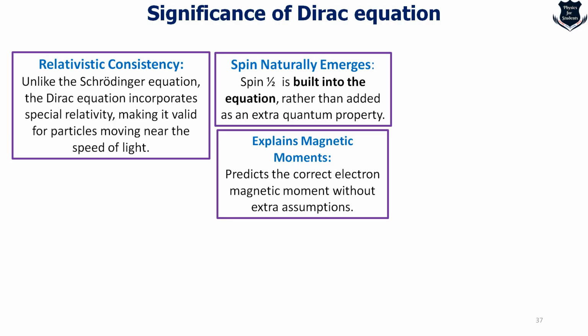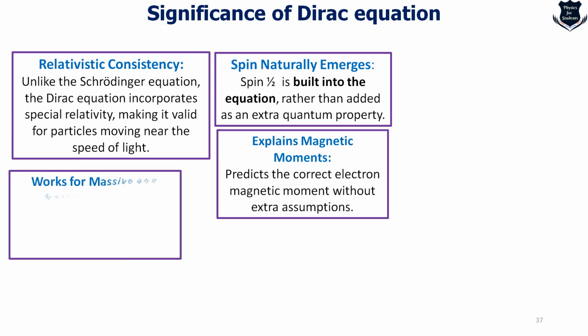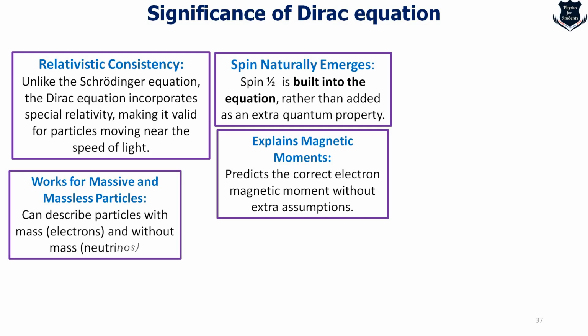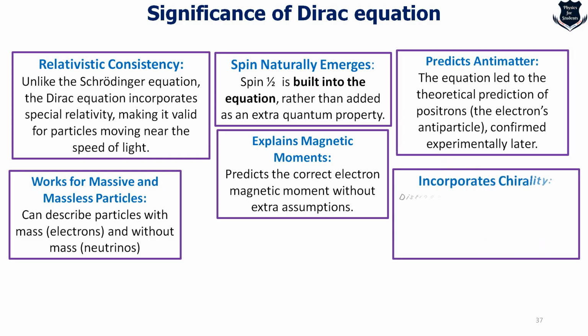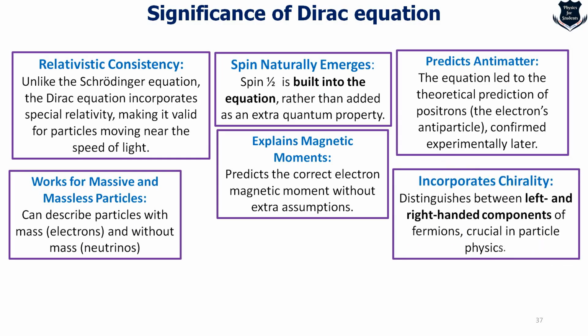It explains what is called the magnetic moment. It predicts the intrinsic magnetic moment. It is the first which predicted what is called antimatter. It also has a very important part which I have skipped, as it is very technical and will take time, which is called chirality. It distinguishes left-handedness and right-handedness components, essentially in weak interactions.